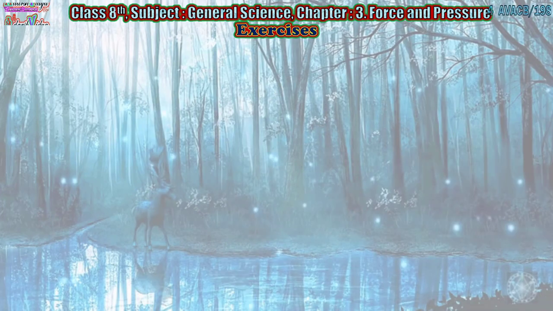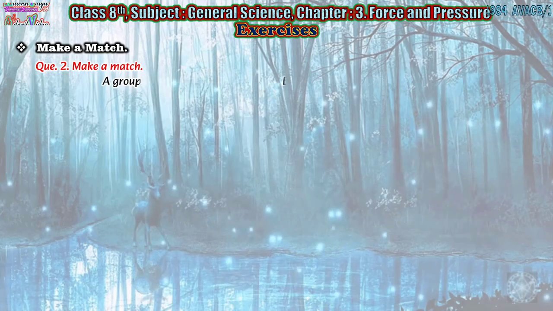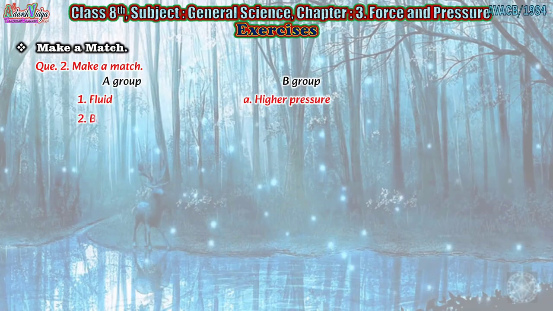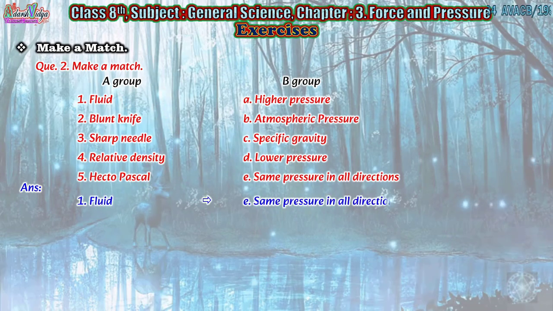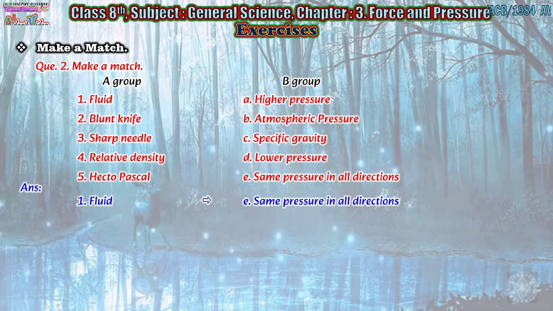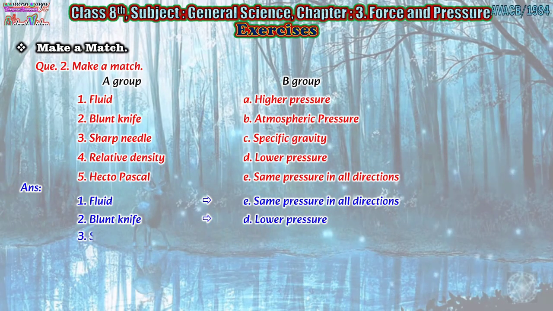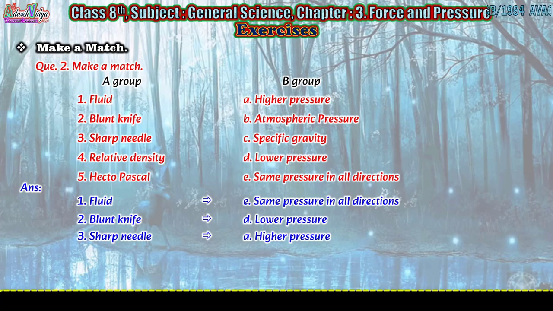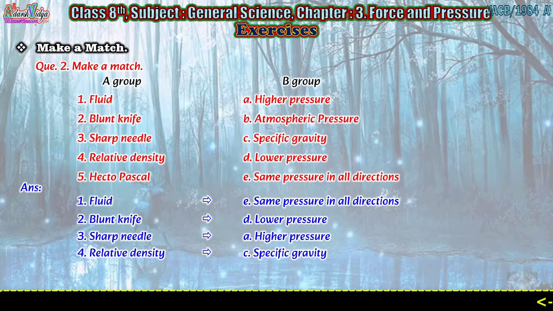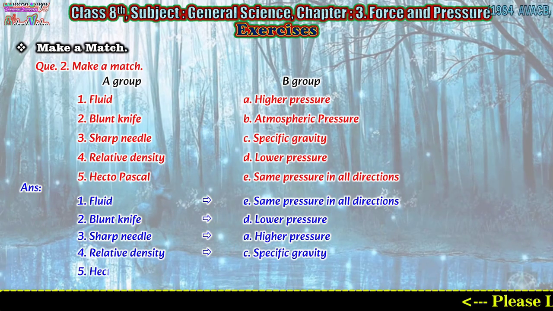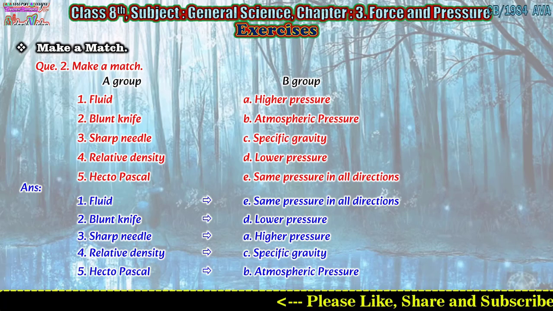Question 2. Make a match. A group with B group. Answer: 1. Fluid, same pressure in all directions. 2. Blunt knife, lower pressure. 3. Sharp needle, higher pressure. 4. Relative density, specific gravity. 5. Hectopascal, atmospheric pressure.